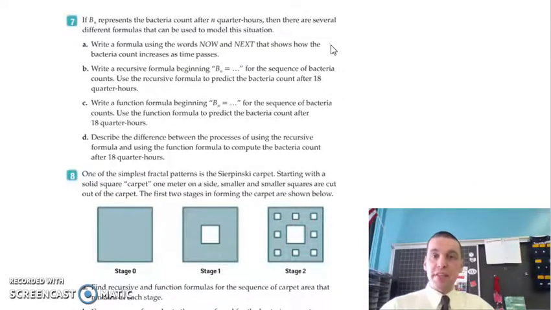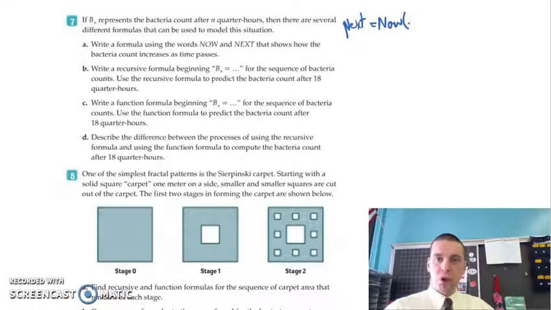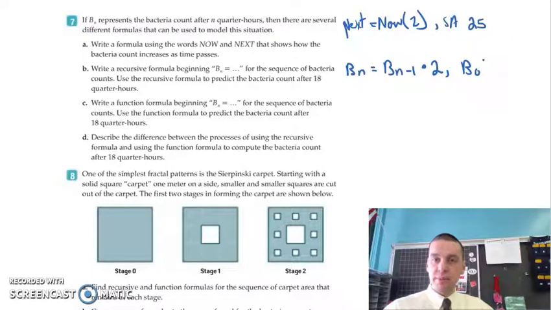If we look at B of n, there are several ways to represent this, and again we've talked about it. The first one was the next now. What did we do? We multiplied by 2, comma, starting at 25. And then we know that it can be recursive. B of n equals B of n minus 1, the next equals now, multiplied by 2, comma, B sub 0, no time had elapsed, equals 25. Notice how they're the same thing, just written out. We talked about that with the arithmetic.